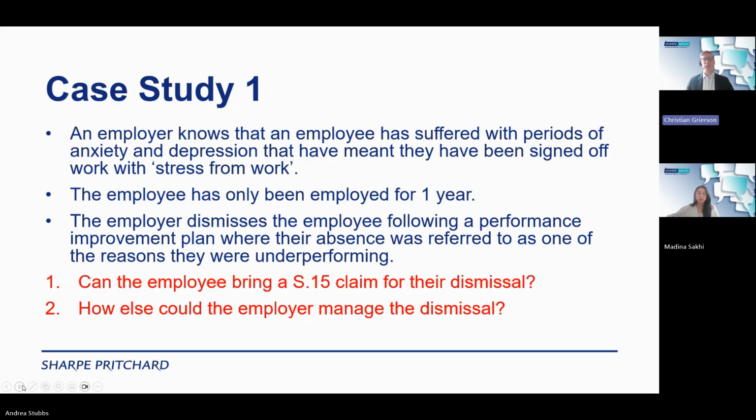So how else could the employer manage the dismissal? What I would suggest is, again, there needs to be a better dialogue between employee and manager, potentially a referral to occupational health, and also more clearly considering in the performance improvement plan whether what's being requested from the employee to improve, if adjustments have been tailored for their disability, i.e., have you accounted for the disability and anxiety? Can I have next slide, please?